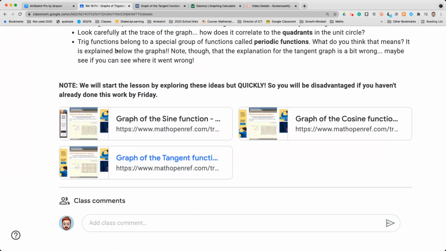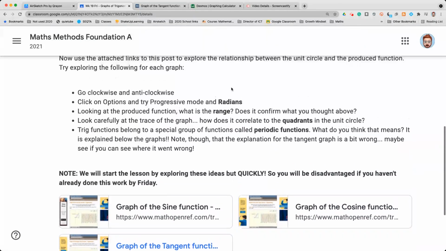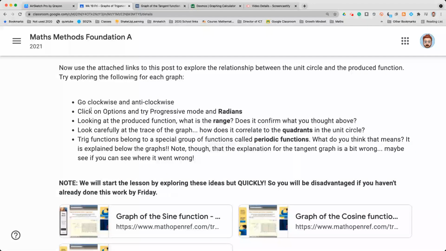So if I go back to this here, we had these options, which I hope you looked at before. I asked you, I went way too long, I'm sorry. So we did progressive mode, we did radians, we looked at the range of the produced function, 1 and minus 1. We looked at infinity for tan, for the range. How does it correlate to the quadrants in the unit circle? Hopefully I went through that with you.